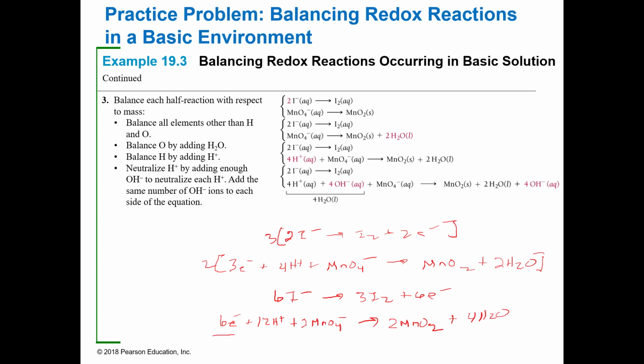All right. So we're ready to add these two equations together. The electrons have to cancel out, so that cancels out with that. We get 12 hydrogen ions plus 6 iodide ions plus 2 permanganates yields 2 manganese 4 oxides plus 3 iodines, not ions, just 3 iodines, and 4 waters.